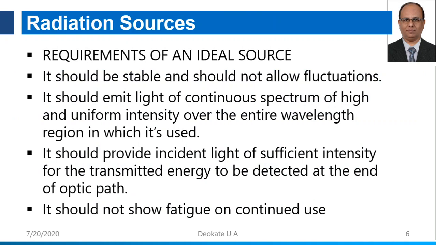The first component is the radiation source. These are the ideal requirements of a radiation source. It should be stable and should not allow fluctuation, so during the process it should not produce any fluctuation in the radiation. It should emit light of a continuous spectrum of high and uniform intensity over the entire wavelength range where it is to be used. That means if you want to use it in the UV range, it should produce radiation from 200 to 400 nm. It should provide incident light of sufficient intensity for transmitted energy to be detected at the end of the optical path.